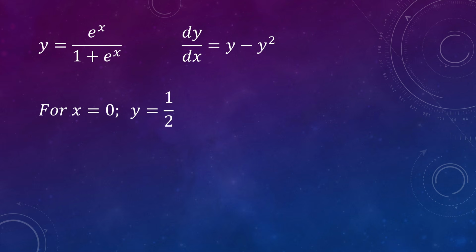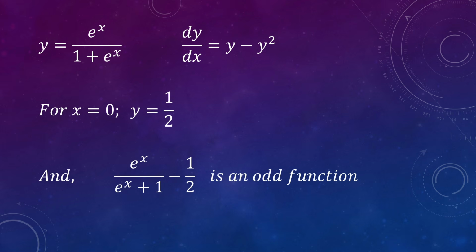Now, y equals e raised to x over 1 plus e raised to x. So the derivative of y with respect to x will be equal to y minus y square if you solve it. And for x equal to 0, y equals 1 over 2. And if you verify, this function is an odd function.